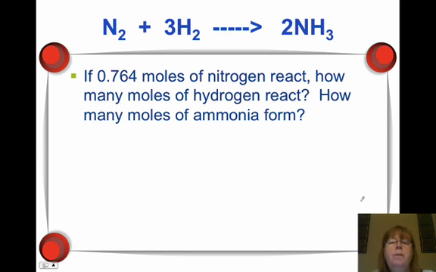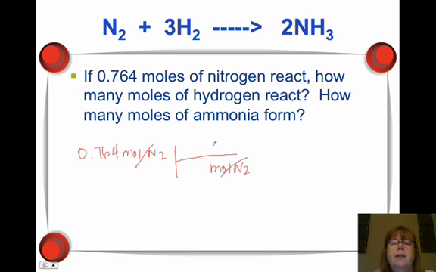Okay, so why not just one more just to practice? All right, 0.764 moles of nitrogen react. And they would like to know how many moles of hydrogen react with it. Well, in the denominator, moles of nitrogen so that it will cancel. And we're going to put moles of hydrogen up here. It's a 3 to 1. The 3 goes with hydrogen and the 1 goes with the nitrogen. So 0.764 times 3 will give you how many moles of hydrogen. So go ahead and do that on your calculator.